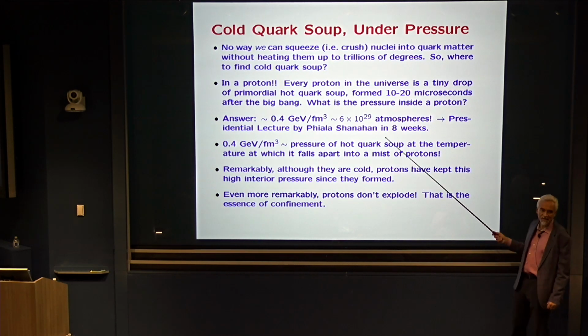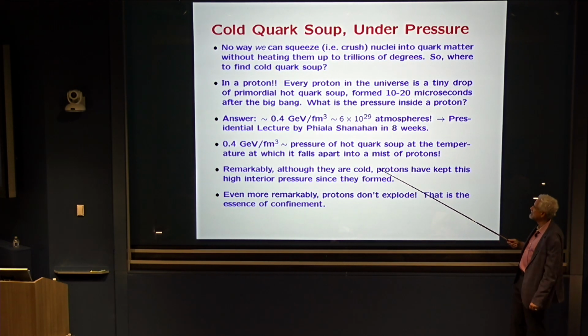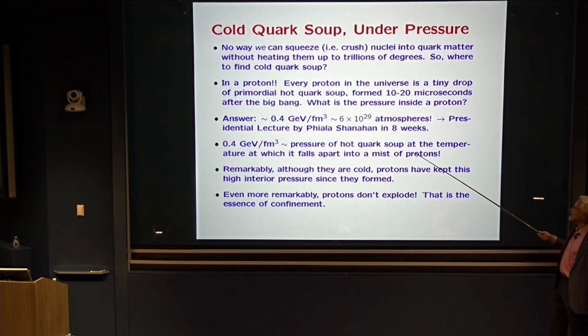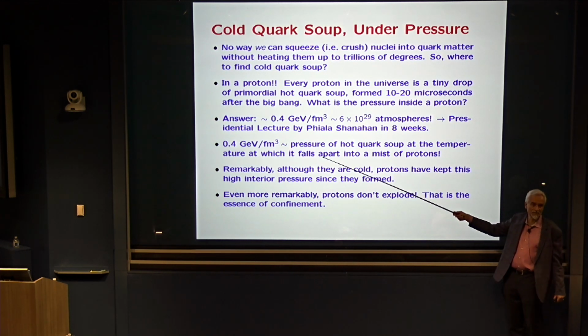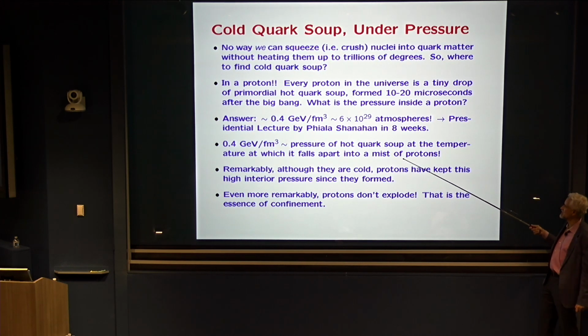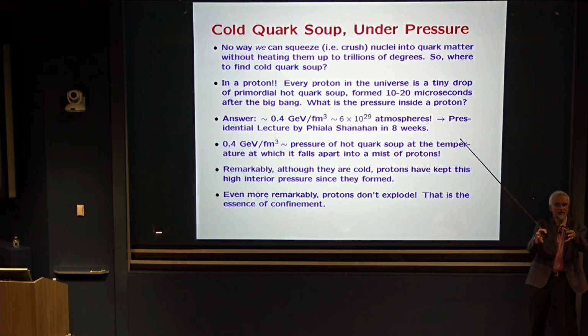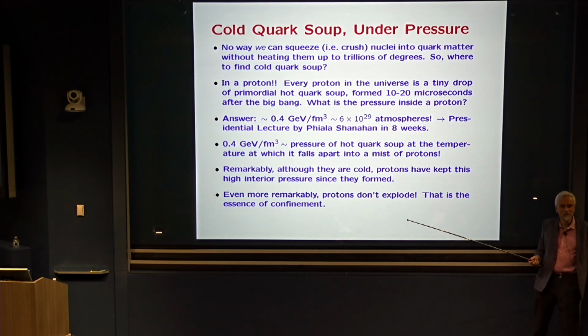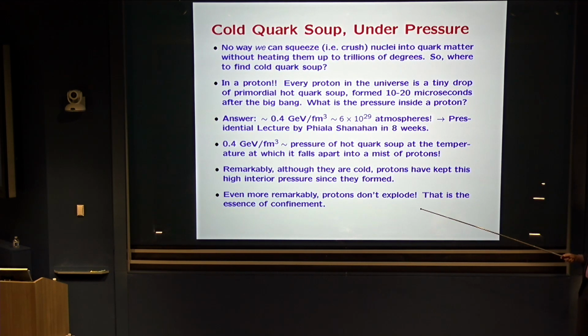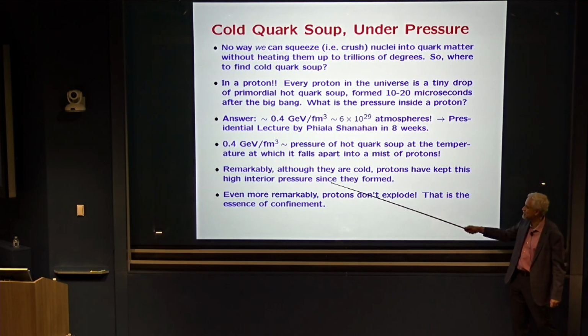The pressure inside a proton, which Fiala-Shanahan calculated, is very close to the pressure of hot quark soup, which I showed you at the very beginning of the talk, not at 5 trillion degrees, but at 1.5 trillion degrees, at the temperature at which it falls apart into a mist of protons. So remarkably, it is as though protons remember the high pressure soup from which they were formed. The pressure inside a proton remembers the pressure of quark soup 10 microseconds after the Big Bang when the protons were formed. They've kept this high interior pressure.